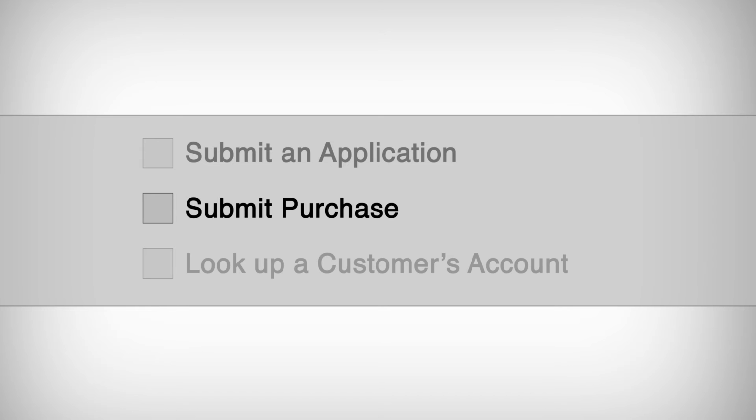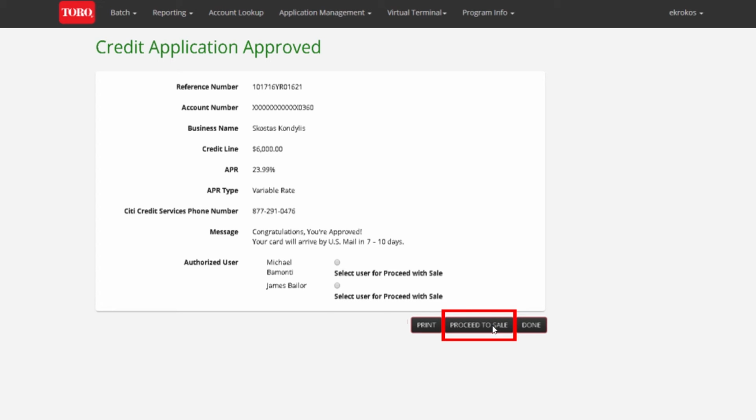Now, let's talk about how to submit a purchase. If a customer is ready to make a purchase once they've been approved, you can click on the Proceed to Sale button on the credit application approval screen, and it will take you directly to the invoice screen.